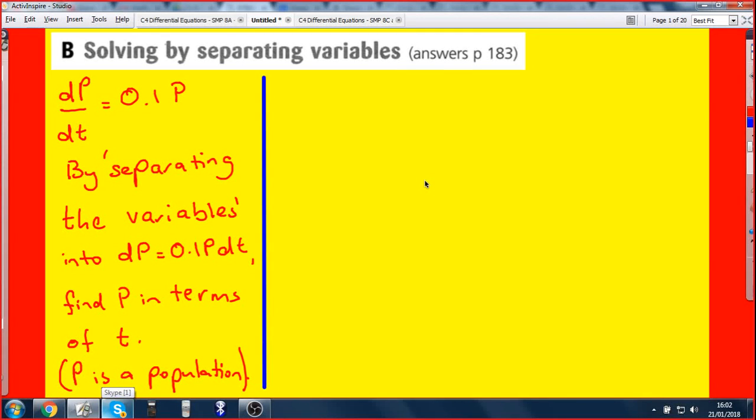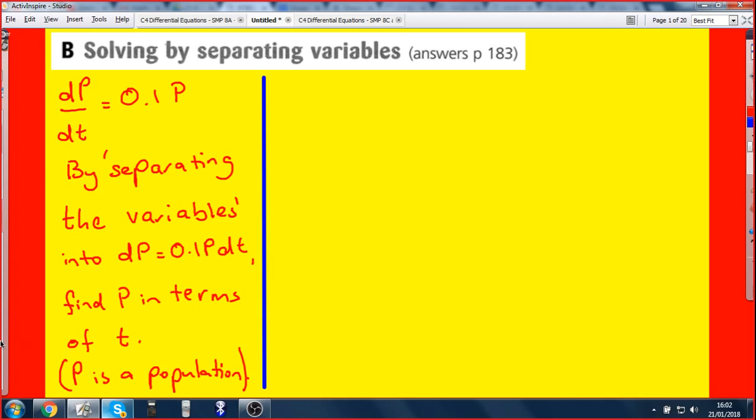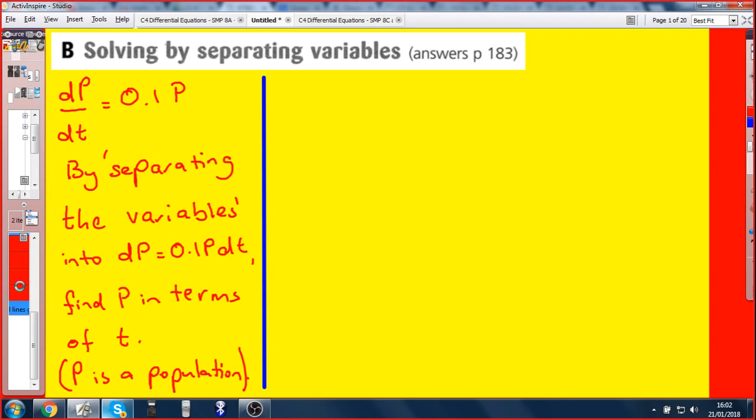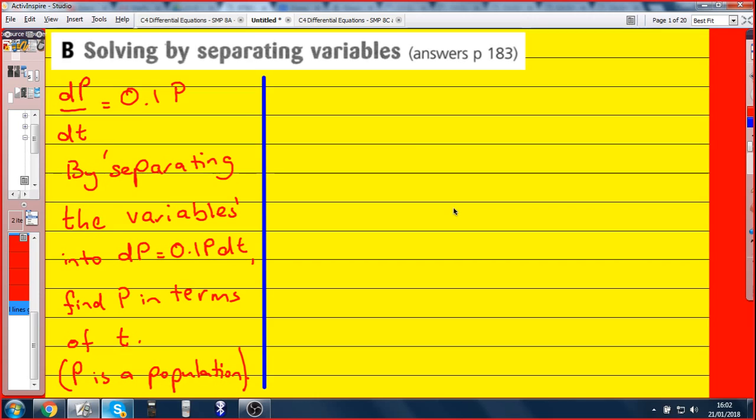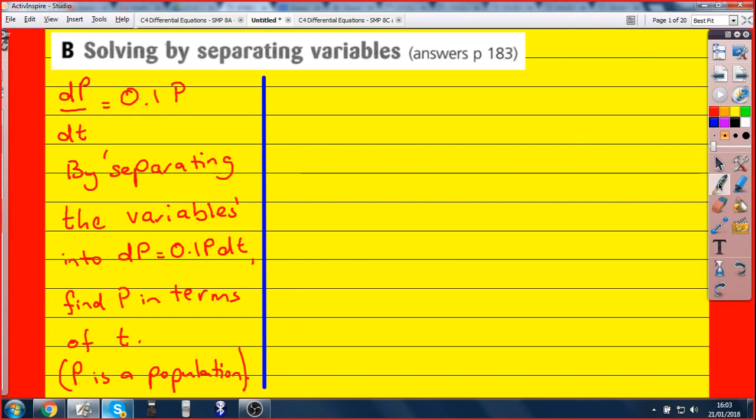I don't know what it's about. It's kind of a weird thing, so it might be a new thing. By separating the variables, so by separating dp and dt, find p in terms of t. So make p the subject.